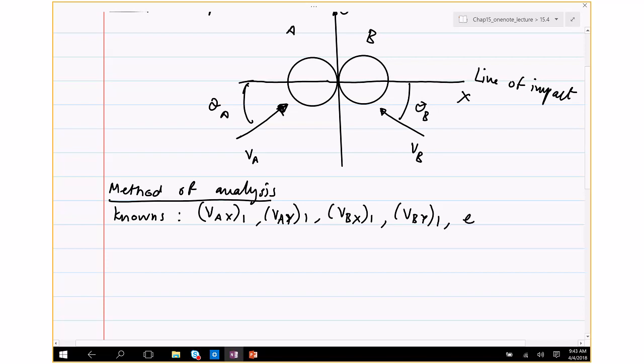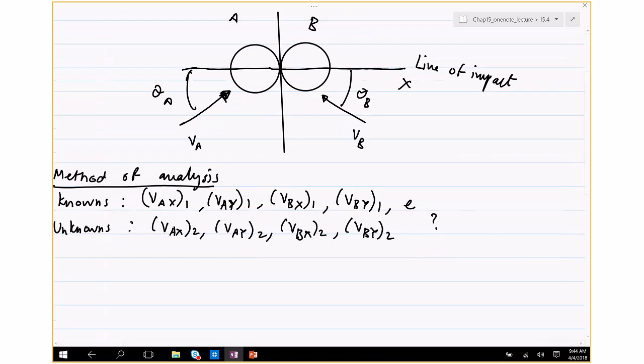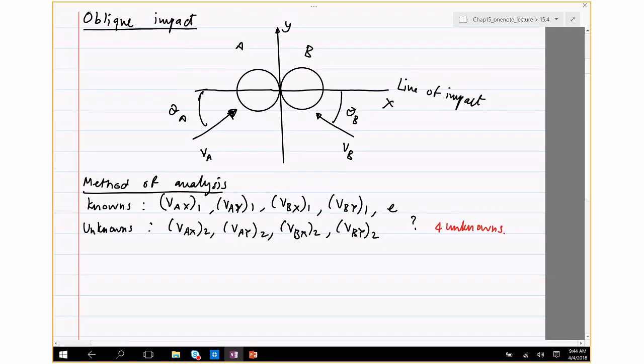You're also told the coefficient of restitution, and the unknowns are velocity of A in the x direction after impact, velocity of A in the y direction after impact, velocity of B in the x direction after impact, and velocity of B in the y direction after impact. So 4 unknowns. We better generate 4 equations to solve for the 4 unknowns.